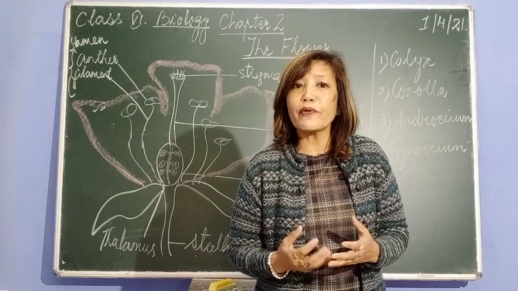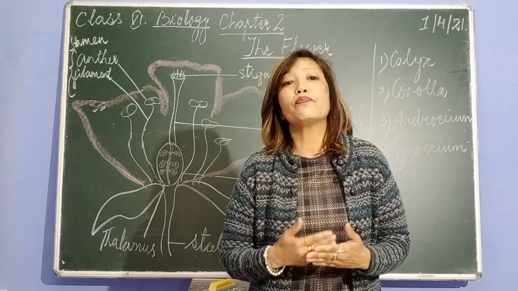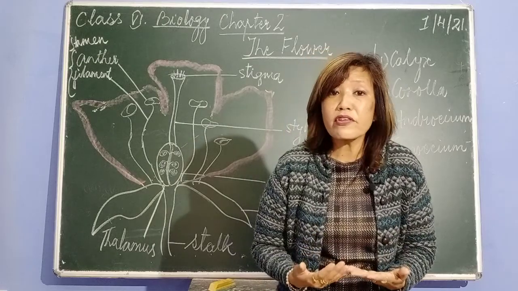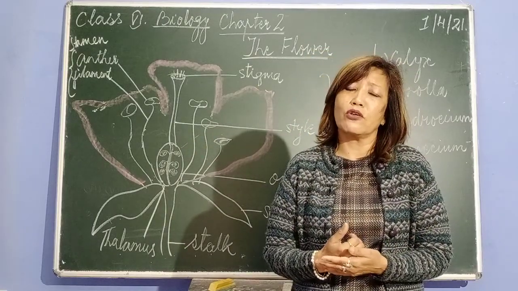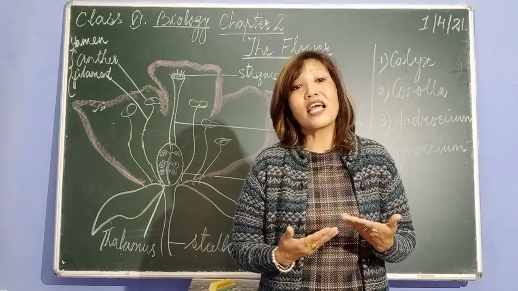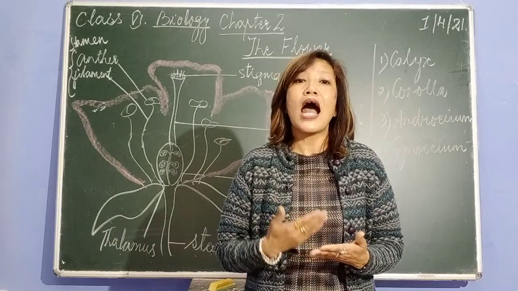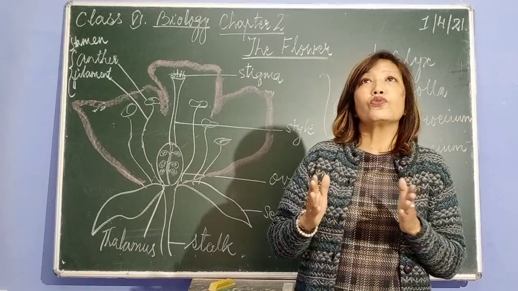Then since plants are also living organisms, and one of the characteristics of a living organism is they reproduce, it means plants also do reproduce. But how do they reproduce? We have never seen a plant giving birth to a small plant, a baby plant, or we have never seen a plant laying eggs. But since they are living organisms, they do reproduce. But how?